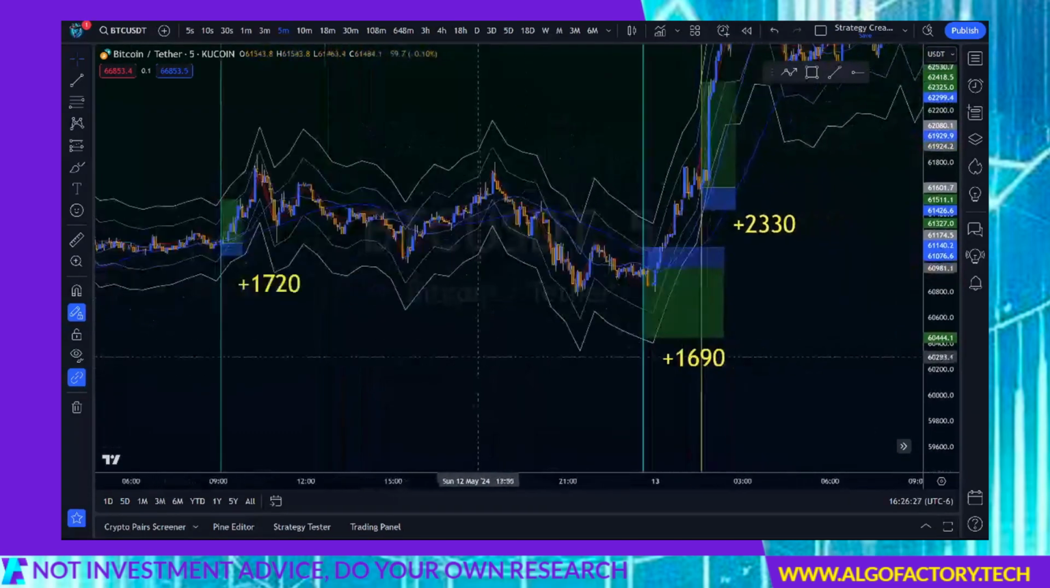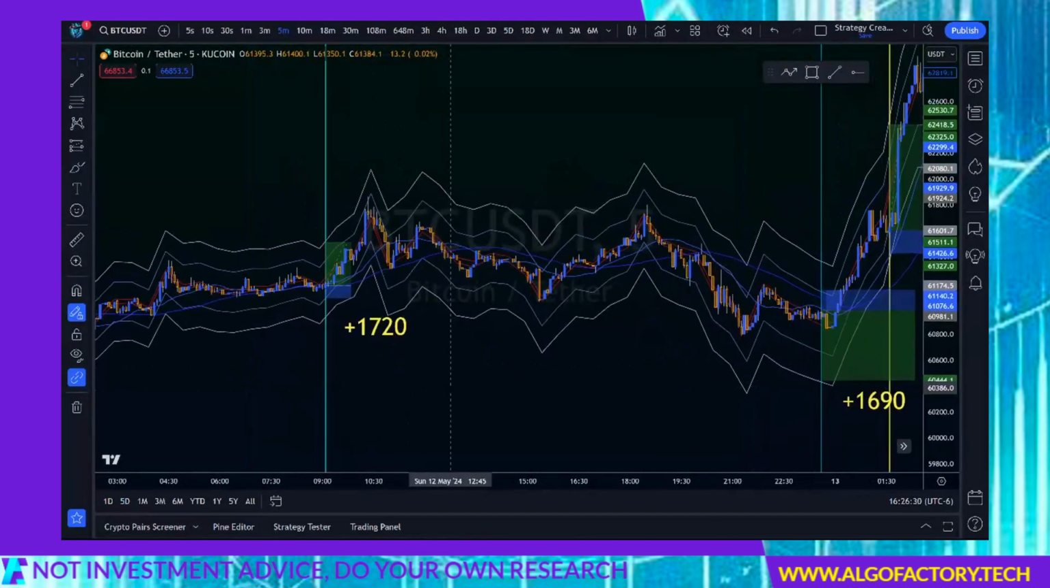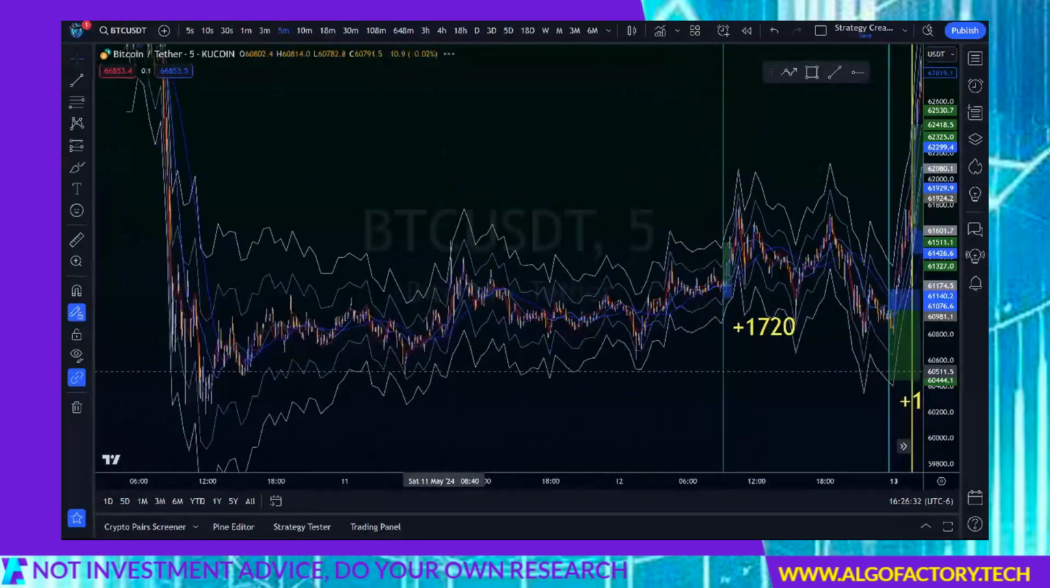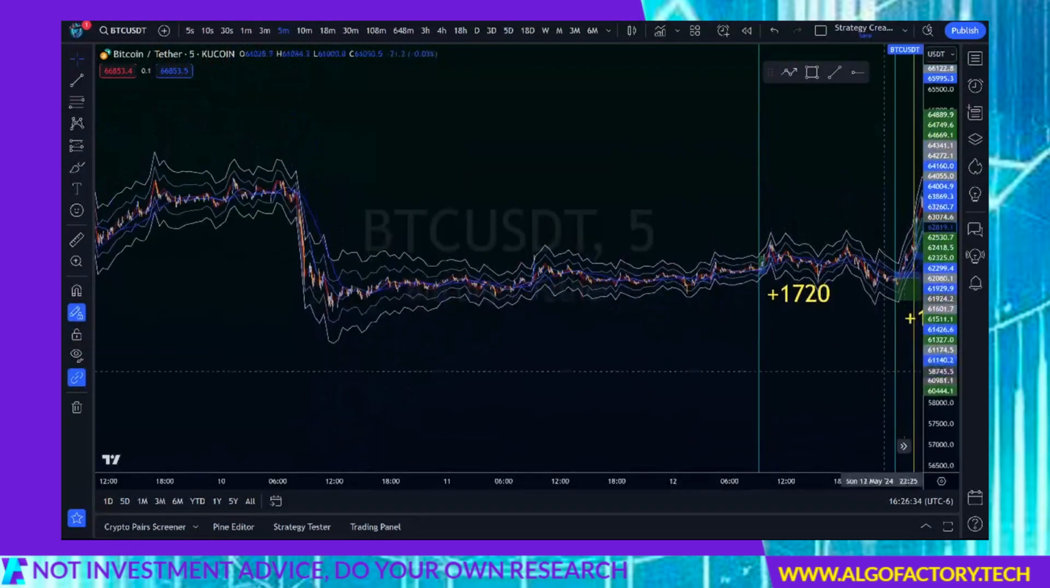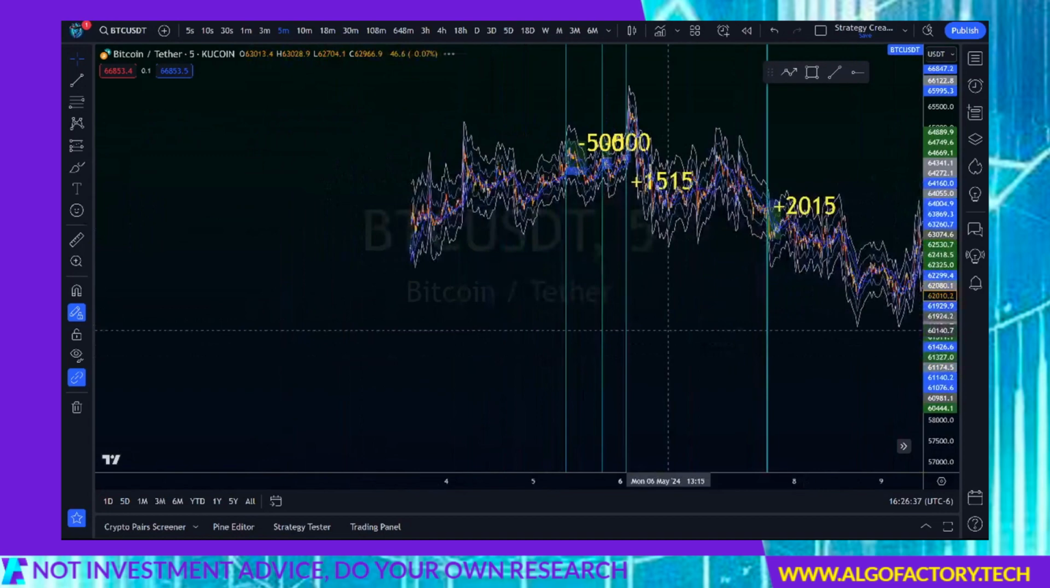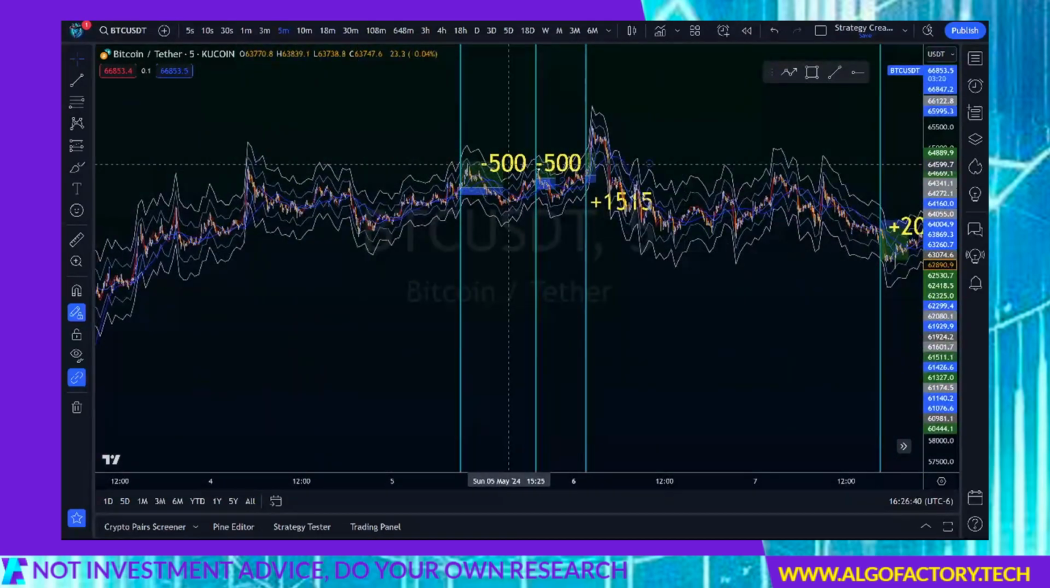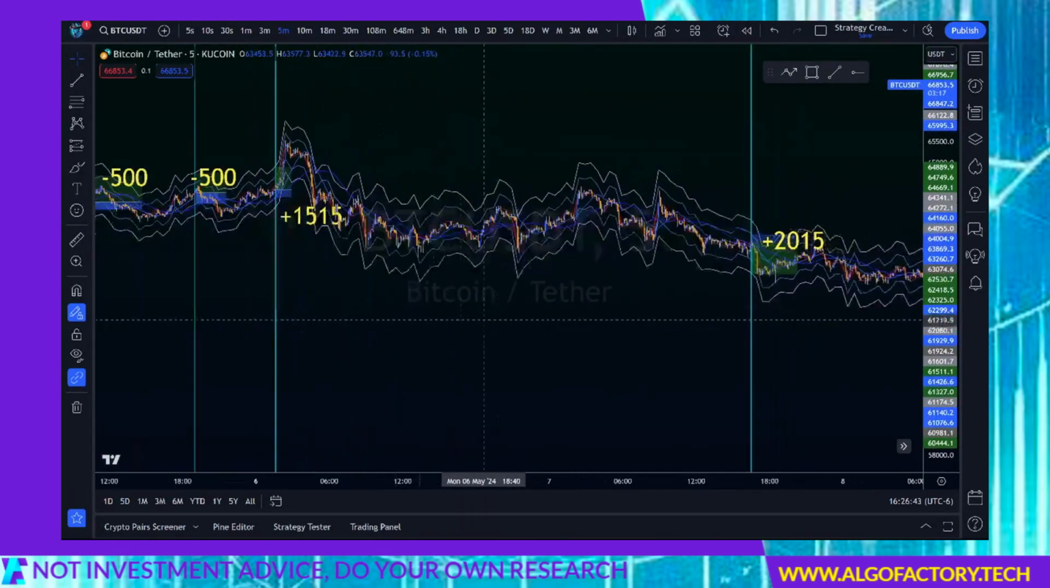So if you have the proper strategy and you have a good risk to reward ratio, then you can afford to lose a lot of trades because your wins are going to make up for it. So in this case, if we go back, we have the first two trades are a loss, loss at 500 and 500. And then we have a win at 1500 right here. So let me zoom in.